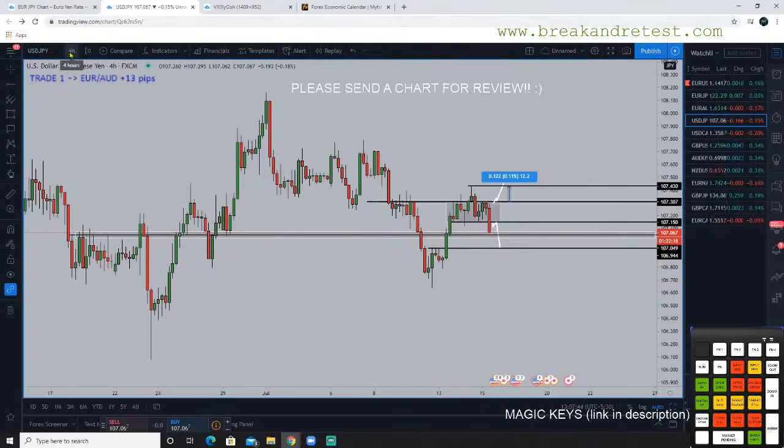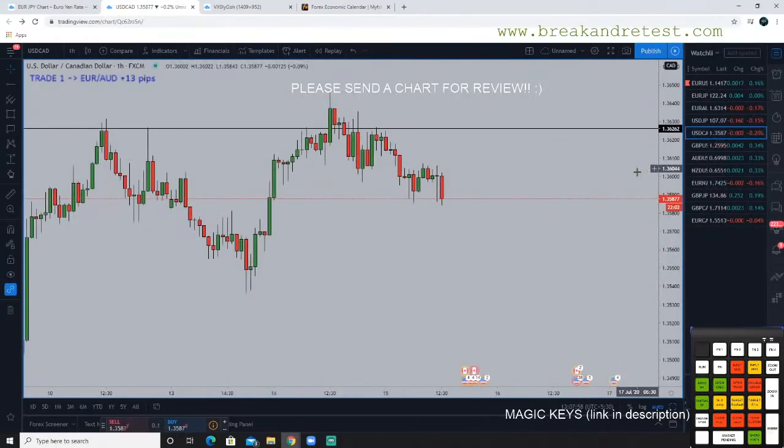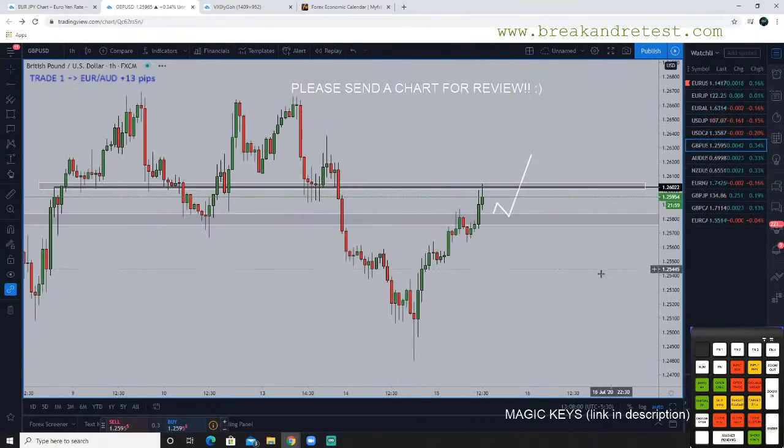USD JPY, because the range is too small. The range is very small. It's only a 10 pip range, so it looks like I'm not going to recommend taking that trade.